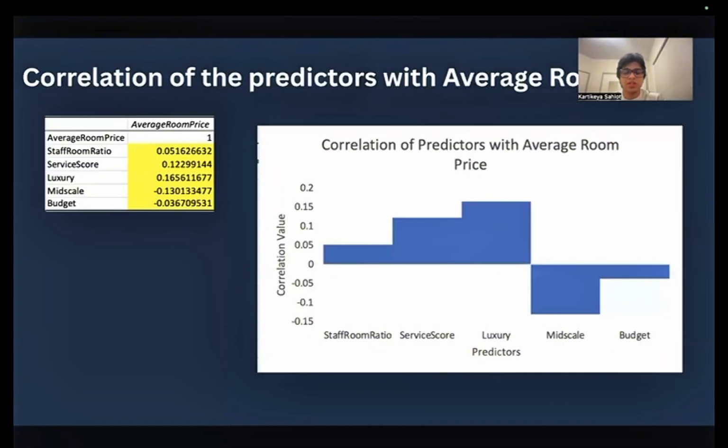When examining the initial correlations, the data somewhat aligned with economic expectations. The luxury classification demonstrated the strongest positive correlation with room price, while mid-scale and budget showed negative correlation. Staff to room ratio and service score showed a very slight positive correlation.